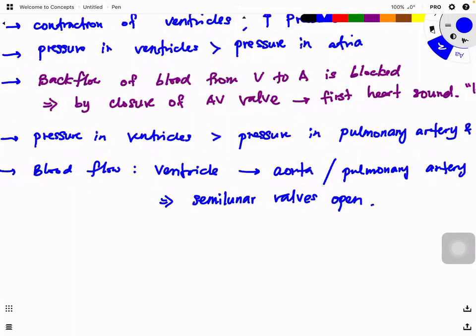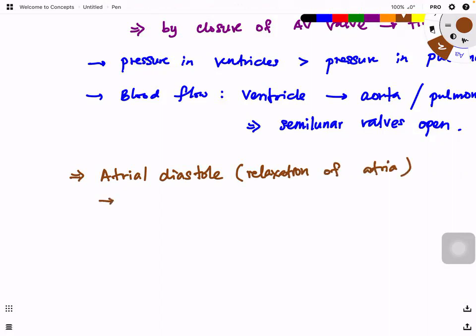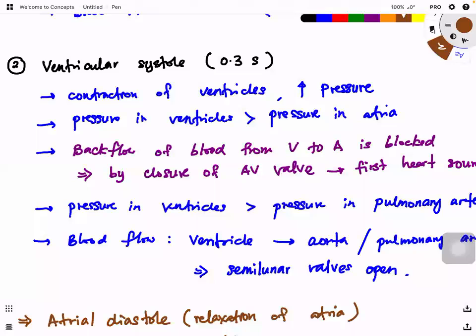But I haven't finished yet. There are some special things that we need to know during this period of time. Atrial diastole takes place during this period. Are you clear? It means relaxation of the atria. So what happens here? With atrial diastole, blood actually enters into the atria. Clear? So this is the second part, which lasts about 0.3 seconds, when we have the ventricular systole. Now after this, what happened?